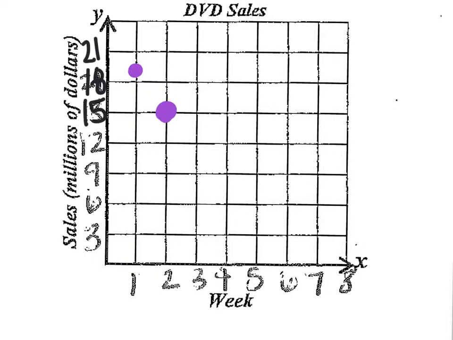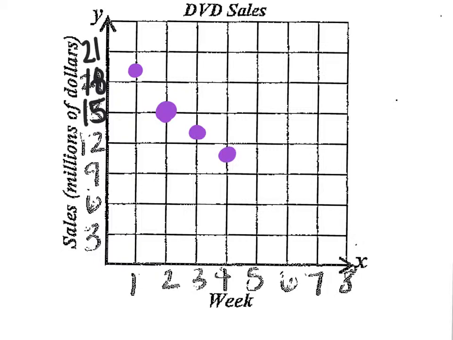Then it gave us 3 and 13. Well, 13 is going to be between 12 and 15. It's going to be a little closer to 12, though. The next point was 4 and 11. That's going to be between 9 and 12. It's going to be closer to 12, though. So it would be here.